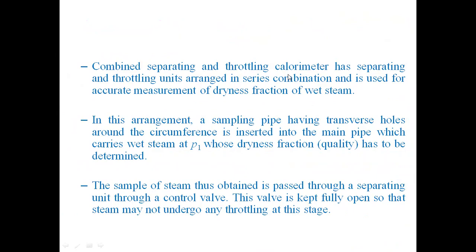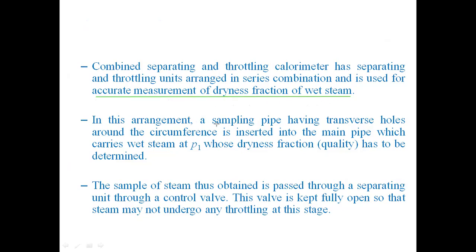The combined separating and throttling calorimeter, with separating and throttling units arranged in series combination, is used for accurate measurement of the drainage fraction of wet steam. This is why it is used in the separating and throttling calorimeter: to accurately measure the drainage fraction of wet steam.